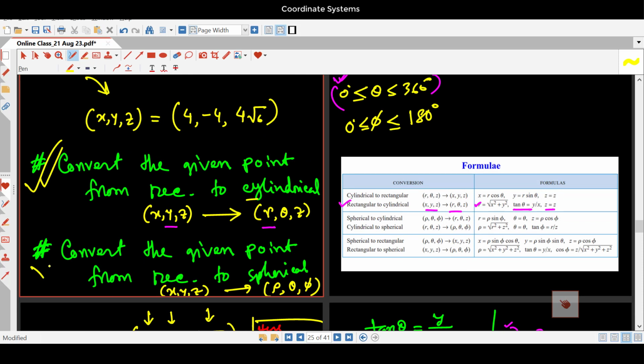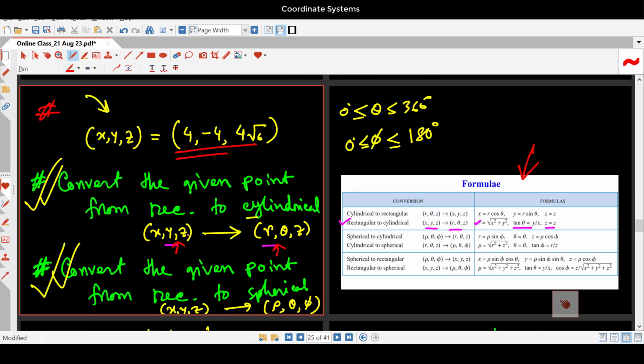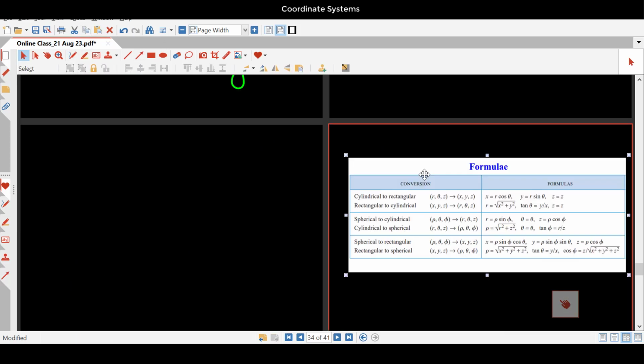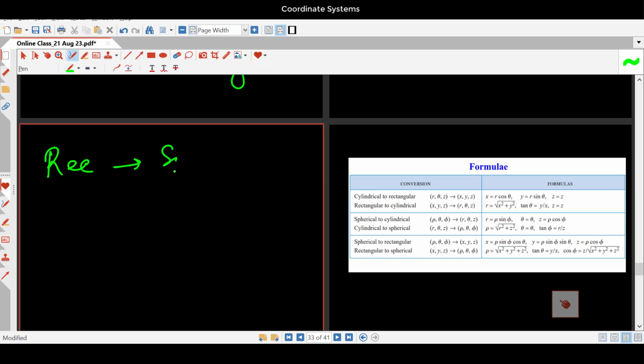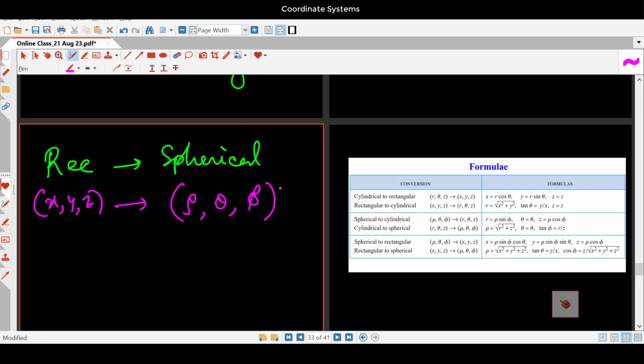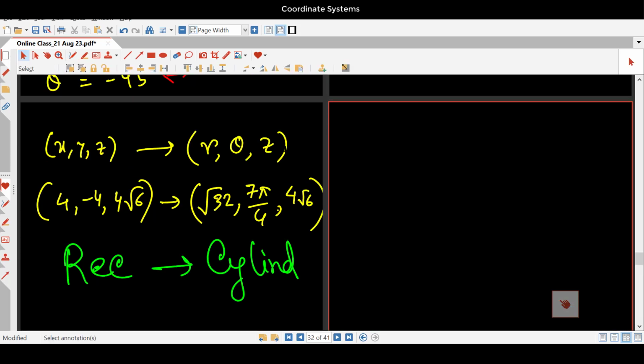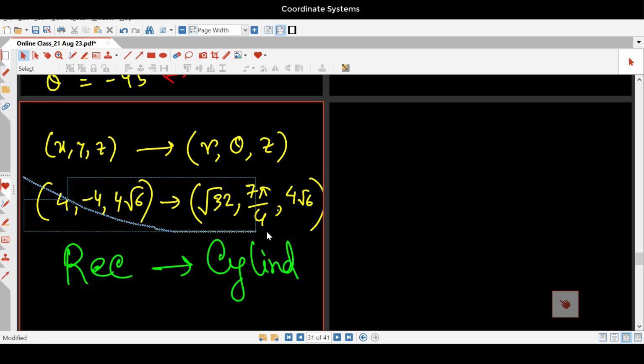Now let's solve this one. Suppose we have the same point, but we want to convert it to a spherical coordinate system. For a spherical coordinate system, you can see the formulas. We will apply the same formulas here. Now we are going to convert the point from rectangular to spherical. The rectangular coordinate system has x, y, z form. The spherical coordinate system has rho, theta and phi. So this is our point that is given.